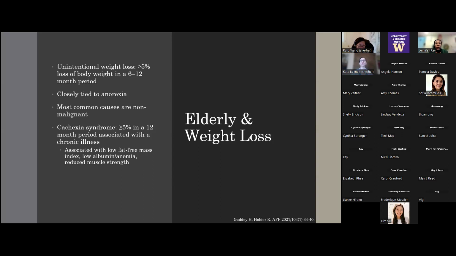The unintentional weight loss component is greater than 5% loss of body weight in a 6 to 12-month period. It's obviously closely tied to anorexia. Most causes are non-malignant, but you obviously have to be concerned for that too. Cachexia syndrome is the same unintentional weight loss definition, just associated with a chronic illness. And you can see reduced muscle strength, low albumin, anemia, and low fat-free mass index also.